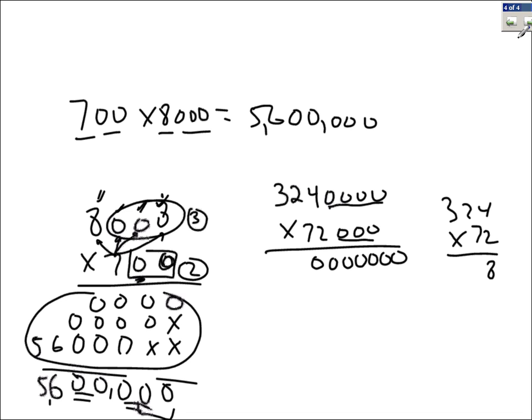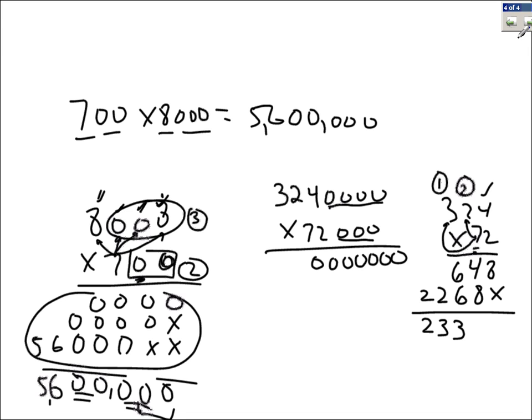2 times 4 is 8, 2 times 2 is 4, 2 times 3 is 6. Indent. 7 times the 4 is 28, carry the 2. 7 times 2 is 14, plus the 2 is 16, carry the 1. 7 times 3 is 21, plus 1, 22. And you're going to get 2, 3, 3, 2, 8. That's what goes in front: 2, 3, 3, 2, 8.